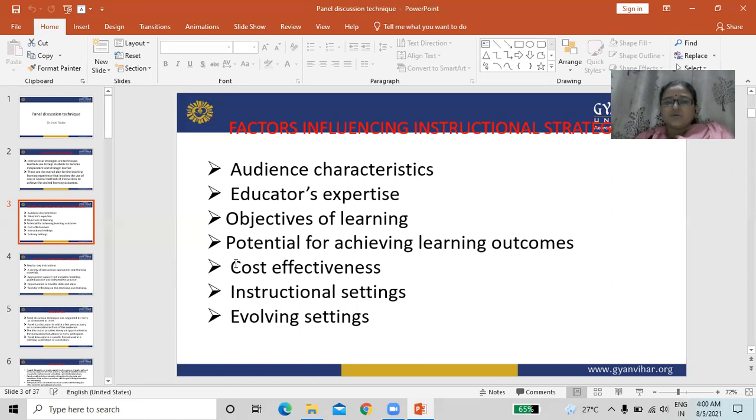Cost effectiveness. Instructional settings and evolving settings. These are the factors that influence instructional strategy.